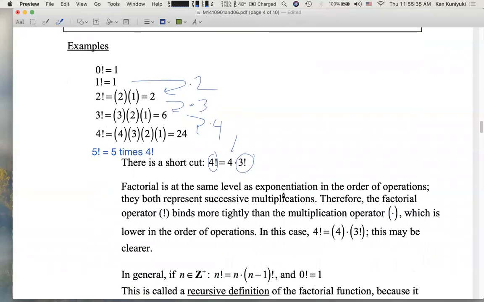Factorial is at the same level as exponentiation in the order of operations, in the sense that they both represent successive multiplications. So 2 cubed, right, is 2 times 2 times 2, whereas something like 3 factorial would be 3 times 2 times 1. They represent successive multiplications, and they're each at the same level in the order of operations in terms of the order you work an expression out.